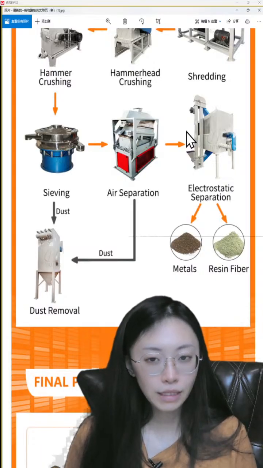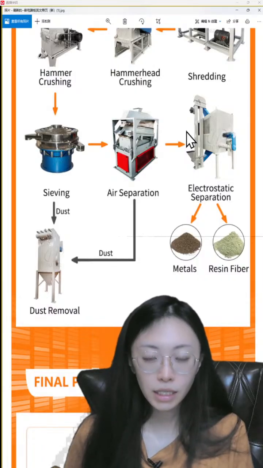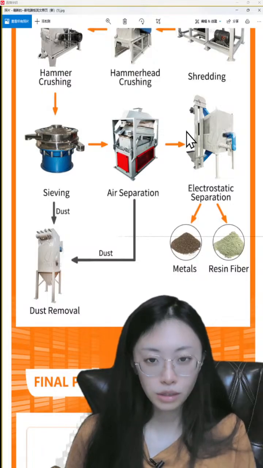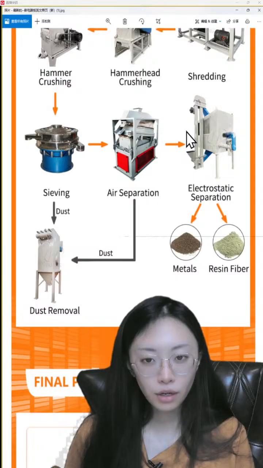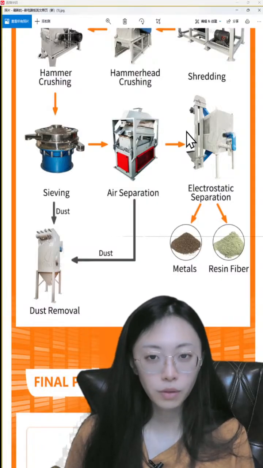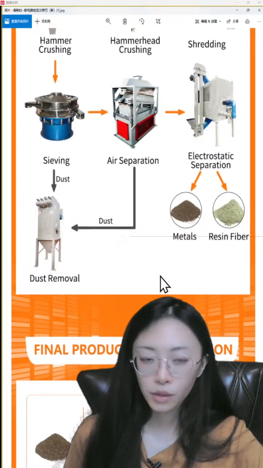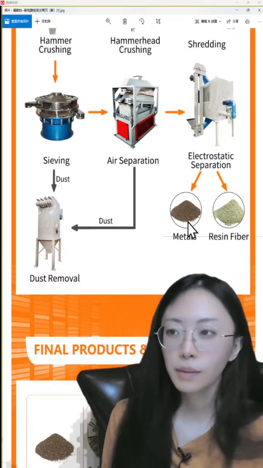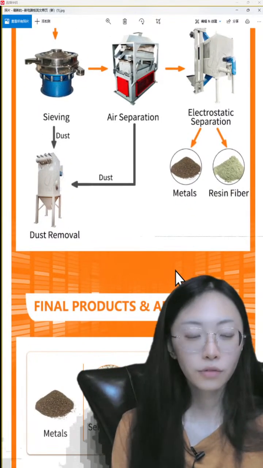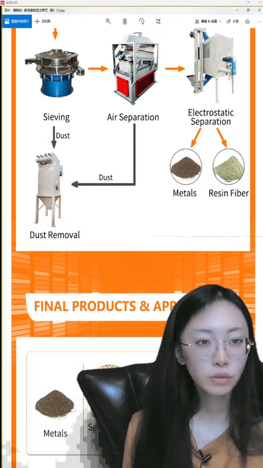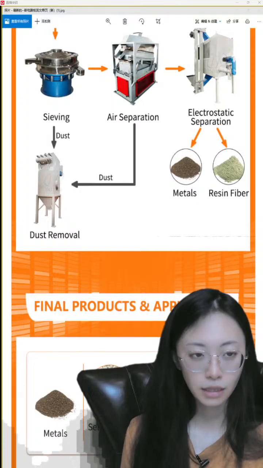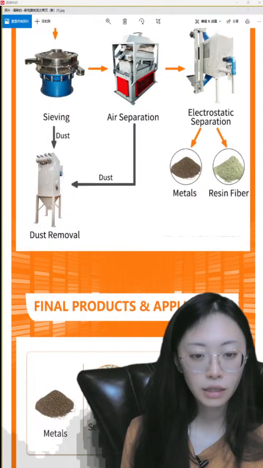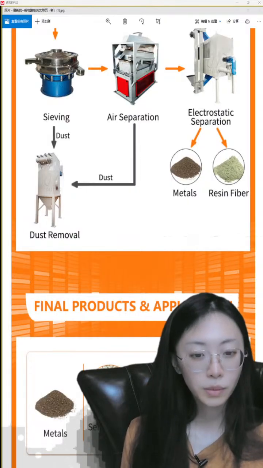If your capacity is smaller than 500 kilograms per hour, then you only need the electrostatic separator, which is enough. But if you have a large capacity, we suggest you use both of this equipment to get a higher separation rate. And the final products we can get are the metals and resin fiber. For the whole production line, we don't have any pollution from catalytic, smoke, or water, because they all use a physical production technique.